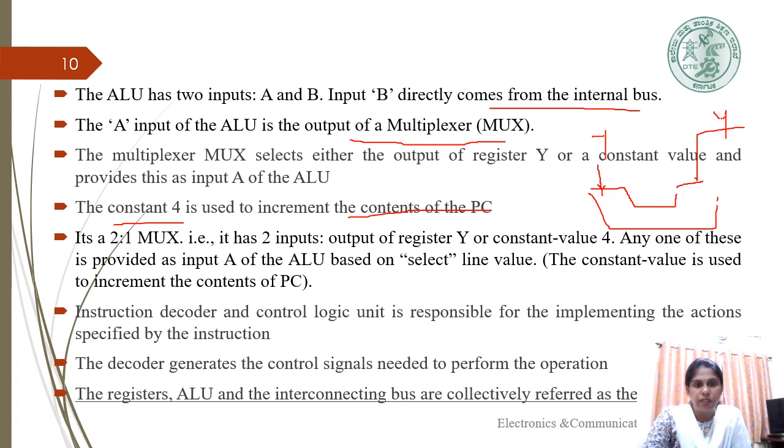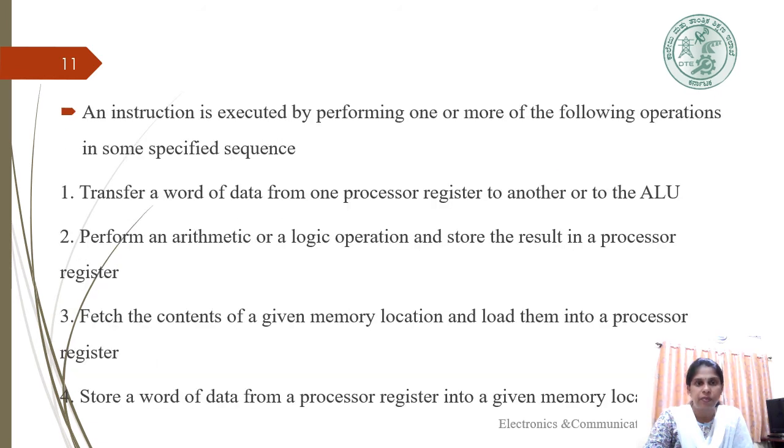The decoder is going to generate the control signals based on the instruction it receives from the instruction register. The register, ALU and interconnecting bus are collectively referred to as the data path. Whatever units we have connected, everything will be called the data path.